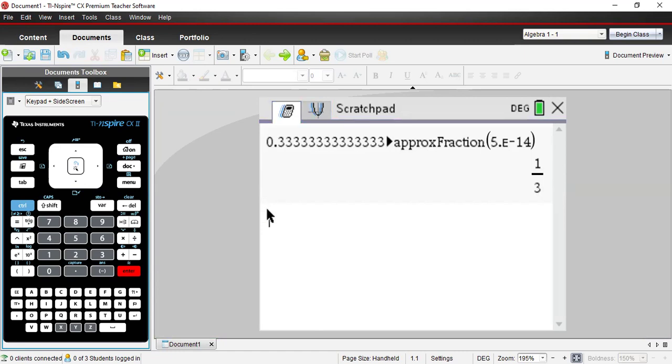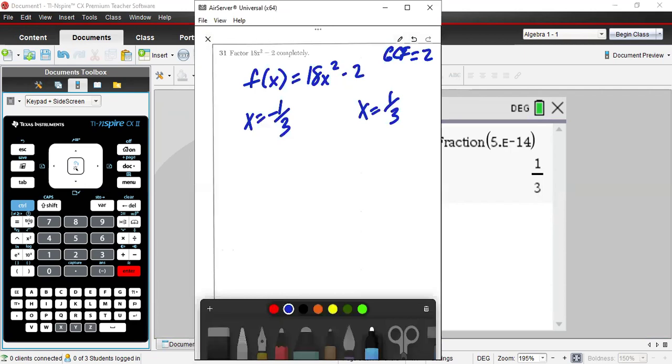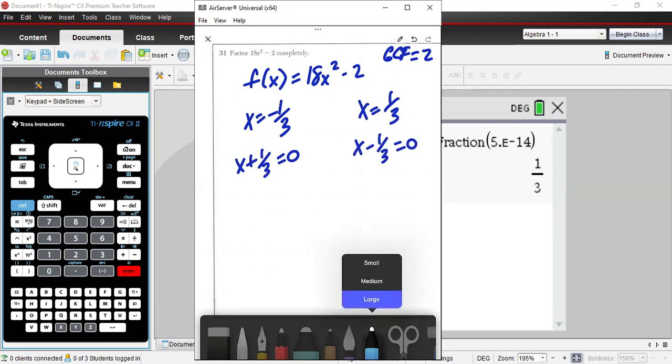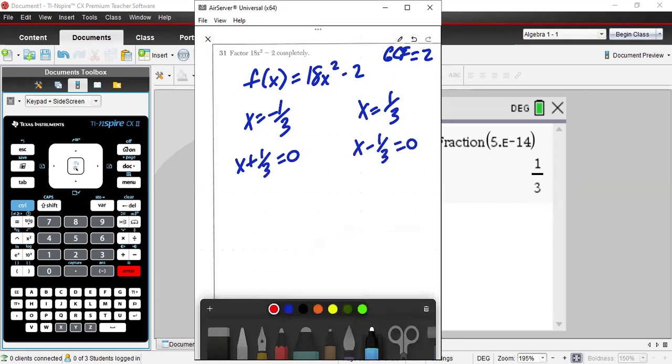Okay, so from here, I don't need to calculate anymore. I'm going to add 1/3 to both sides, so it's going to be x plus 1/3 equals 0. And then over here, I'm going to subtract 1/3, so it's going to be x minus 1/3 equals 0. Now, to get rid of those fractions, I'm just going to multiply everything by 3. So this is going to be 3x plus 1, and this is going to be 3x minus 1. Those are my two factors.